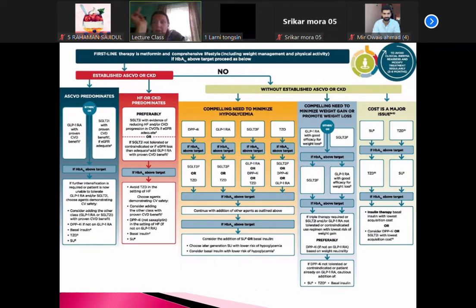And the last, look at the right part of the slide. Where are sulfonylurea and meglitinides? They are here. If cost is the most important thing, for whom? For your patient. Sometimes people cannot buy expensive medications. It may happen in low-income countries. It may happen in high-income countries. But sometimes price is the most important thing. In this situation, we will choose metformin plus sulfonylurea or meglitinides.